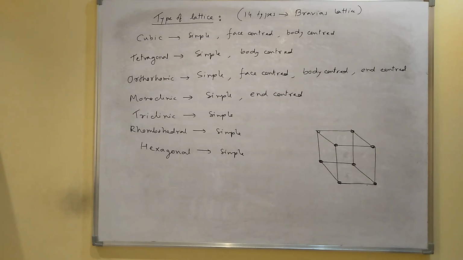So there are 3 non-primitive unit cells: face centered, body centered and end centered, based on their position. Now these 7 crystal systems can produce primitive and they can produce non-primitive also. Actually, every crystal system does not produce all kinds of primitive and non-primitive unit cells. So based on that, you will get 14 types of lattices, and these lattices are called Bravais lattices. So this is about the types of lattice.